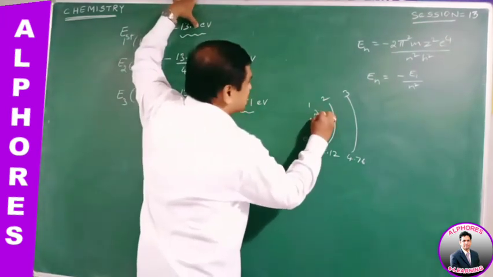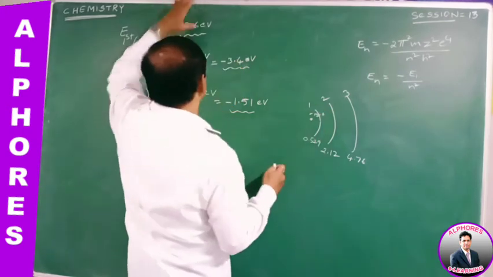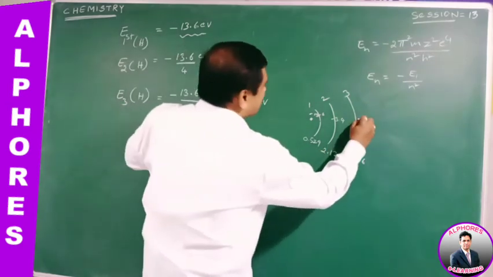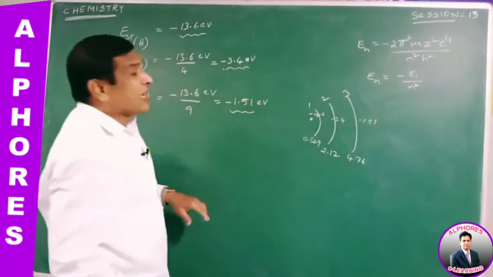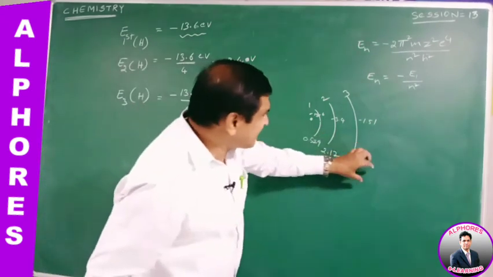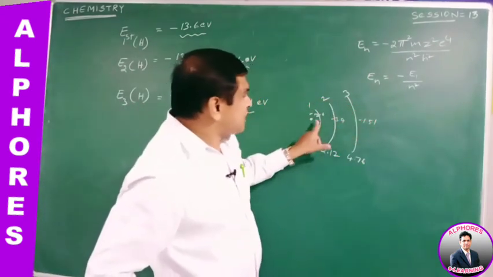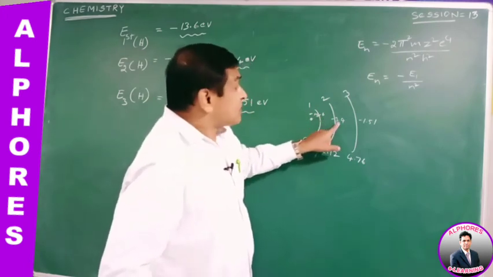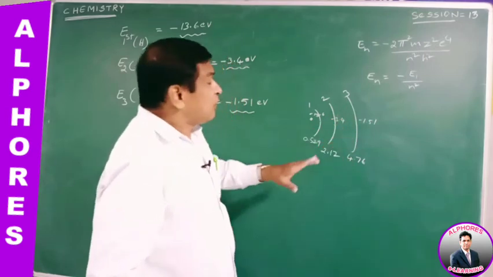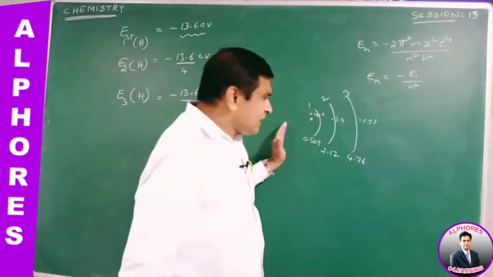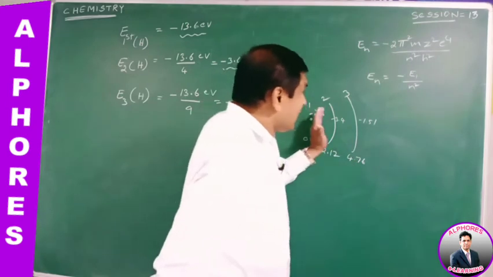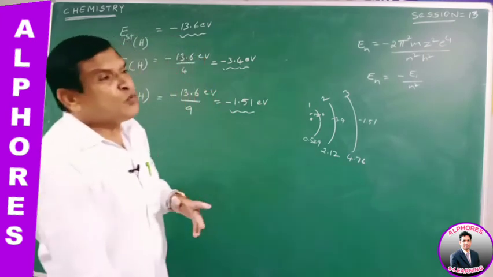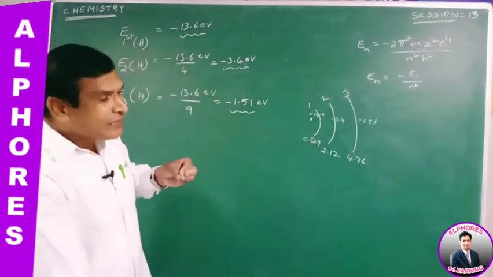Minus 13.6 electron volts. Second orbit, minus 3.4 electron volts. Third orbit, minus 1.51 electron volts. As the number of orbits increases, size increases, energy also increases. You can see clearly it is minus 13.6, so the negative decreases, then minus 3.4, then minus 1.51. Therefore, as the number of orbits increases, size increases, energy also increases, but the energy difference between successive orbits gradually decreases.